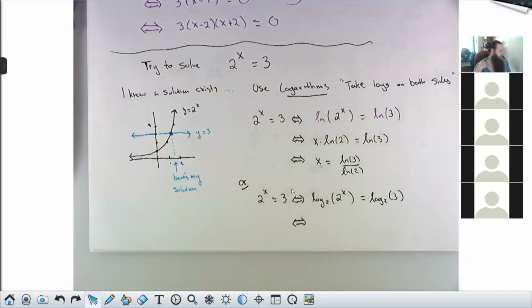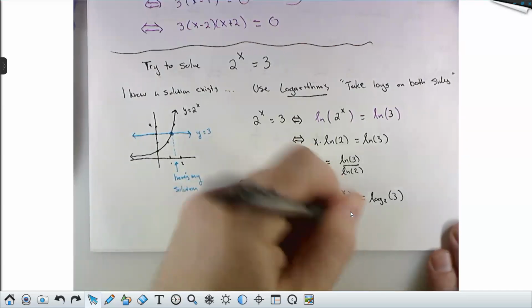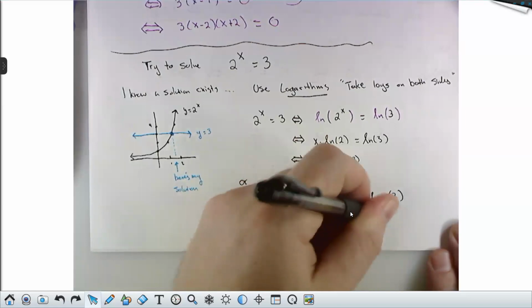What is the base 2 log of 2 to the x? Just x. To what power must I raise this base 2 to get 2 to the x? That's just x. Or you can think of it like the power coming down, like we did in the previous one, and then the base 2 log of 2 is 1. So this just gives you right away x as the base 2 logarithm of 3.